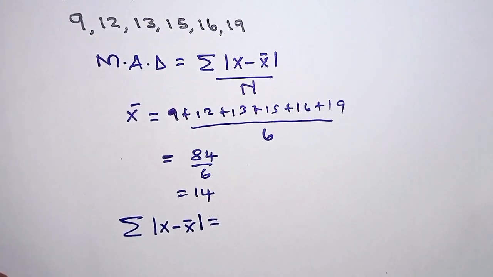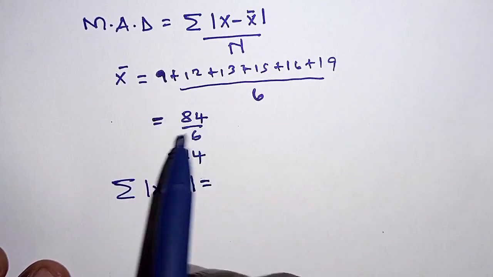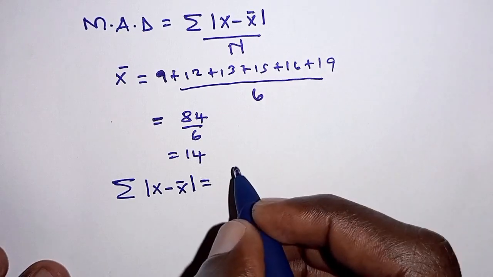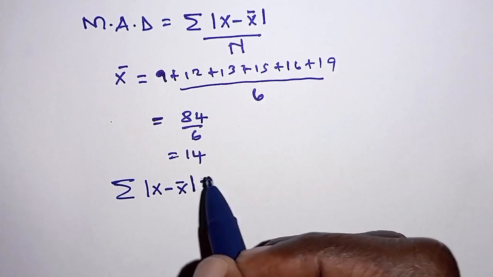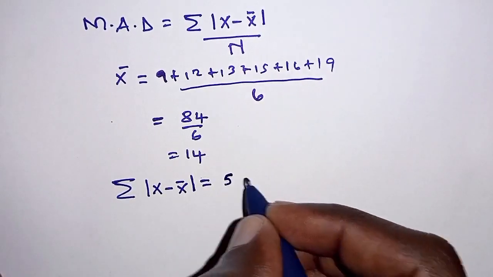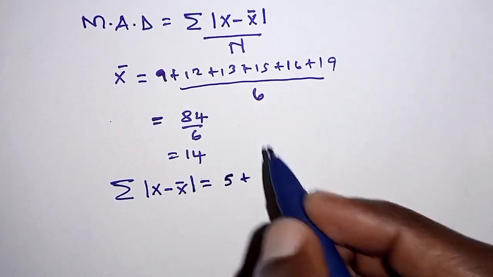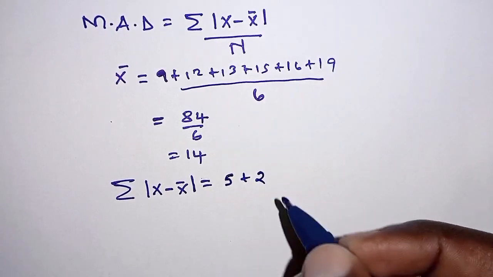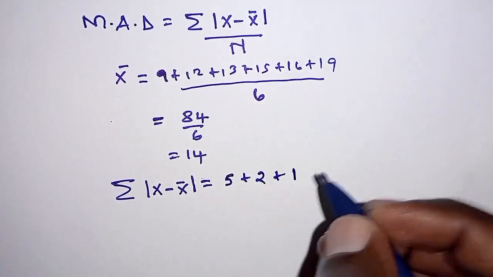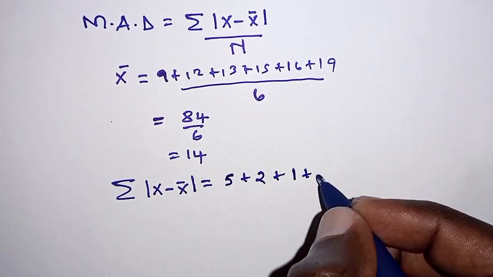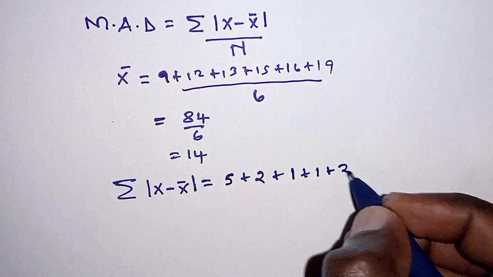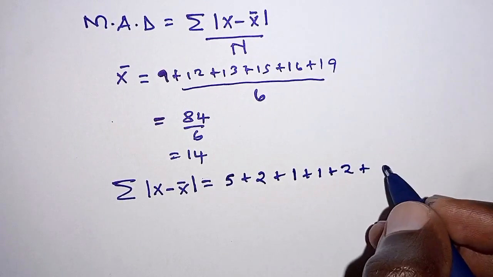We take the first variable 9, that is X, minus the mean. So 9 minus 14 is negative 5, but because we are looking at the absolute value, we ignore the negative, so that gives us 5, plus 12 minus 14 is negative 2, and we write positive 2. Then we have 13 minus 14 is negative 1, and we have positive 1, plus 1. 16 minus 14, that is 2. 19 minus 14, that is 5.